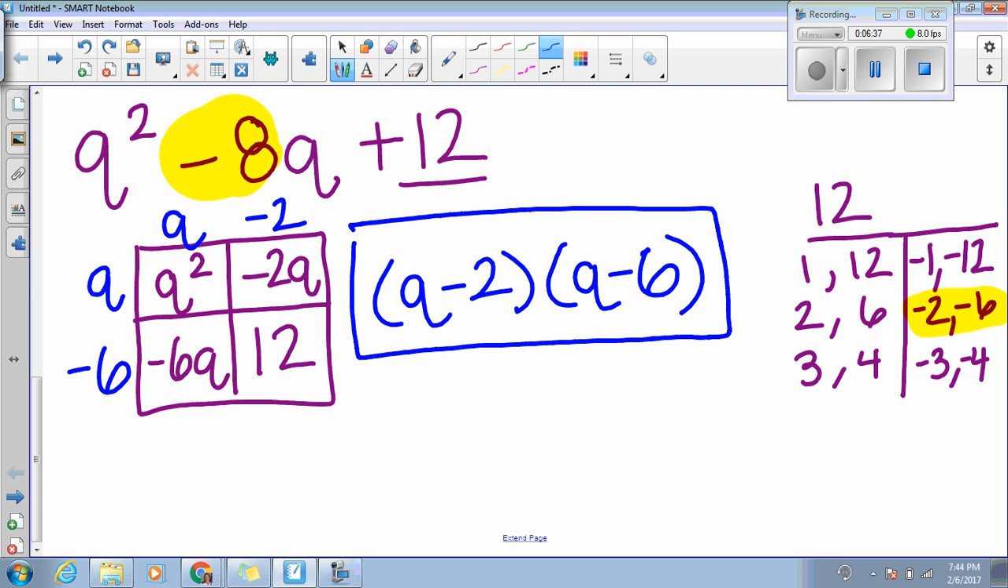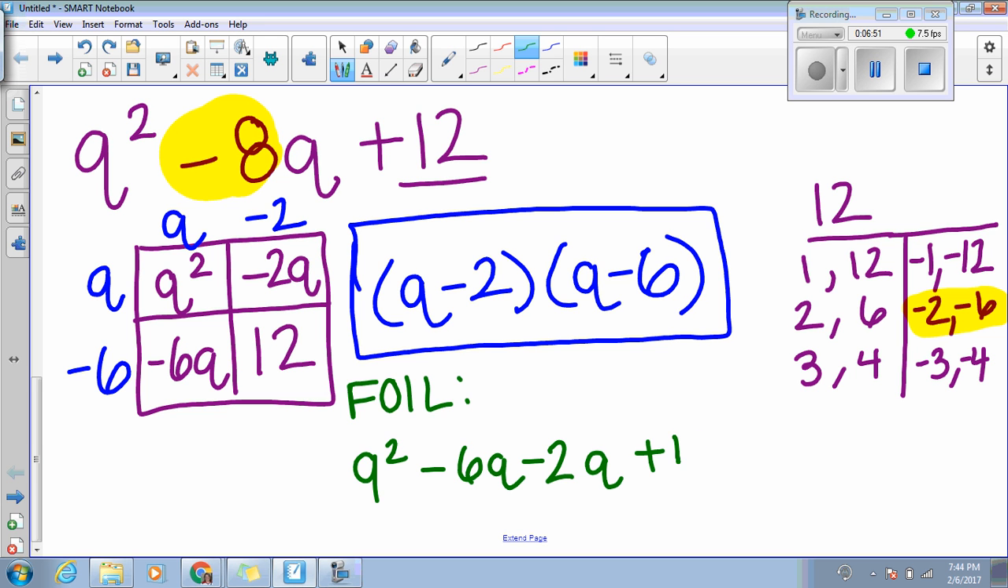Your answer is always two binomials. Once again, I'm going to check it by FOIL. I get q squared minus 6q minus 2q plus 12, which becomes q squared minus 8q plus 12.